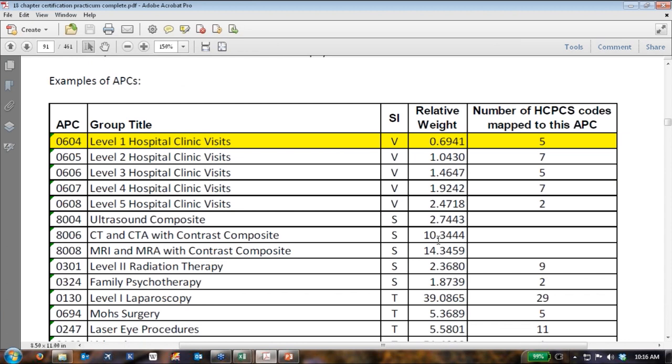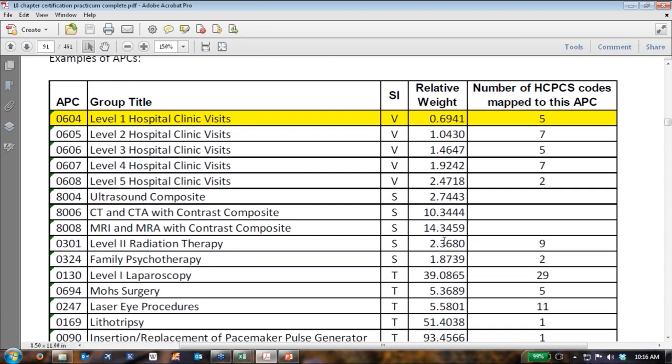Okay, how does it work? Very important to know. Although the example I'm showing here is a little out of date, it doesn't matter. The real normal people who know this stuff will immediately see why this is out of date. So you have APCs here. These are the 1,000 or so more high-level things that get paid. They have relative weights, just like DRGs have relative weights. And in the case of this 0604, the reduction ratio is 5-to-1. There are 5 HCPCS codes that map to that particular APC code.